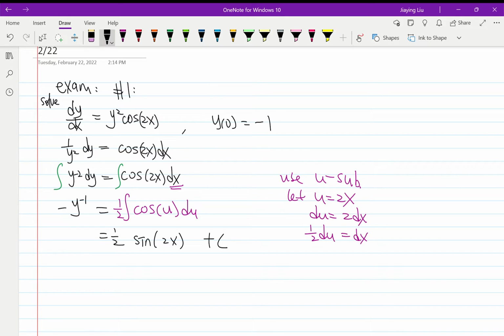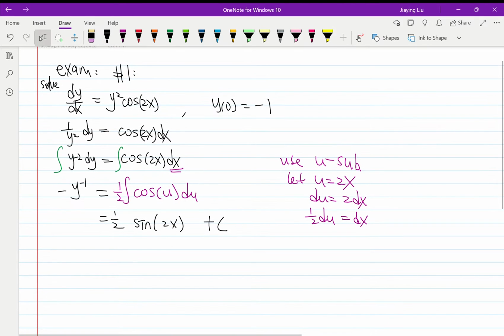The next step is about solving for y, so we can divide by negative 1 or multiply by negative 1, it doesn't matter. So I get y to the negative 1 equals negative 1/2 sine 2x minus c, or you can write it as plus c1, a different c value.